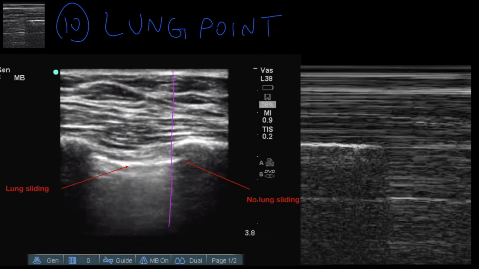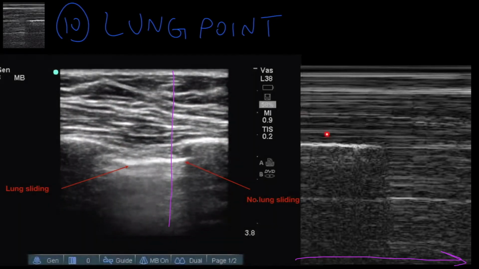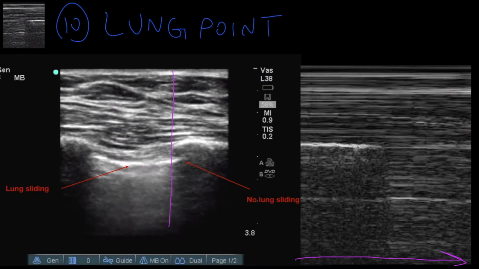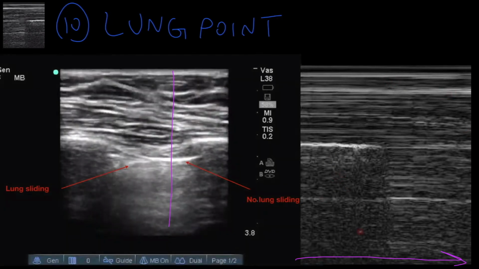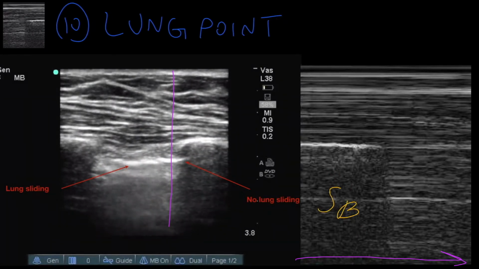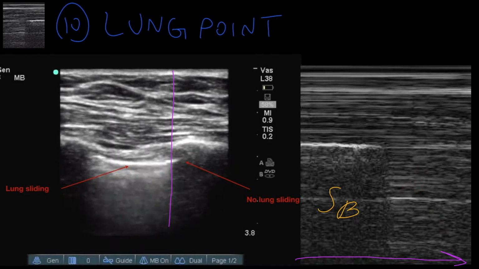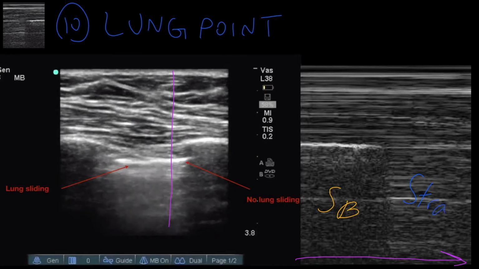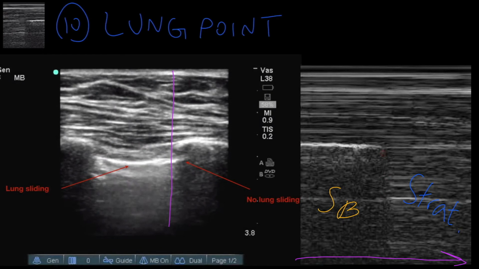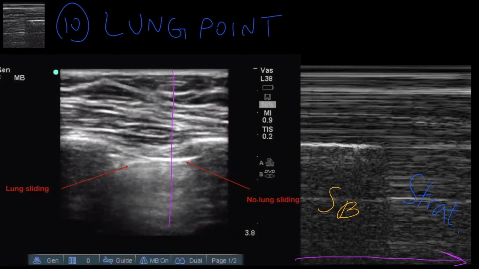And if we were to place M mode on this, we would see that above the pleural line, we have the static area, so no significant movement. Below the pleural line on this side, we see the sandy beach sign with lung sliding, and then that lung sliding goes away here, where we have the stratosphere sign, all in the same intercostal segment. This is pathognomonic for pneumothorax. So burn this in your memory, the lung point.